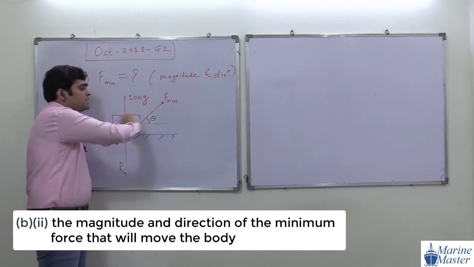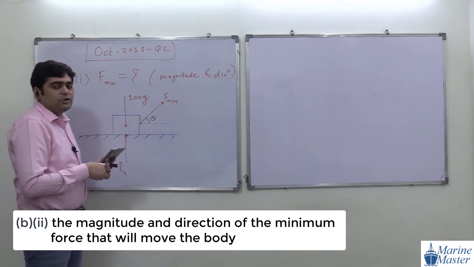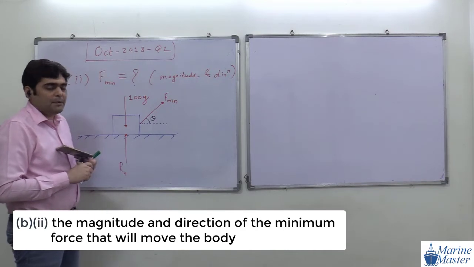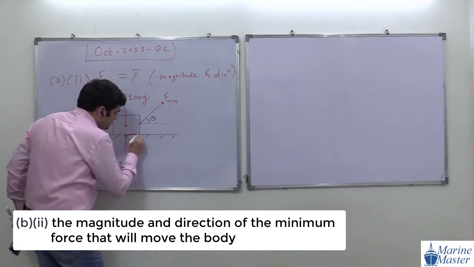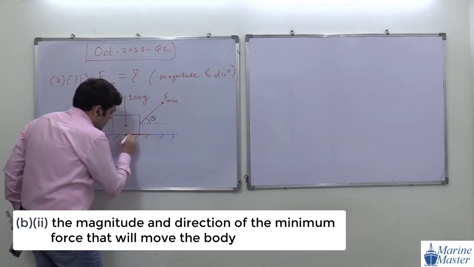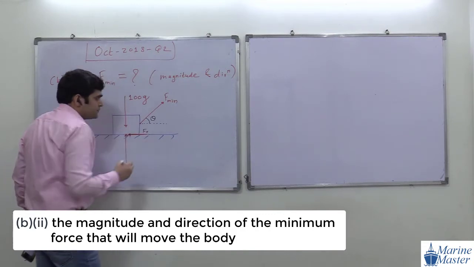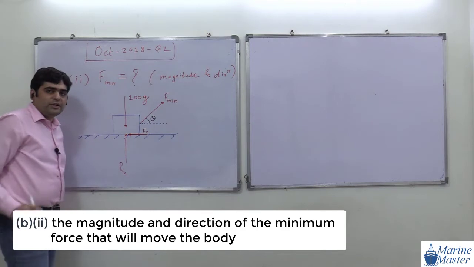The object tries to move in this direction. If the object tries to move in this direction, what will happen? The friction force will be opposite to the motion. So this is our friction force, Fr, and we have to find F minimum.